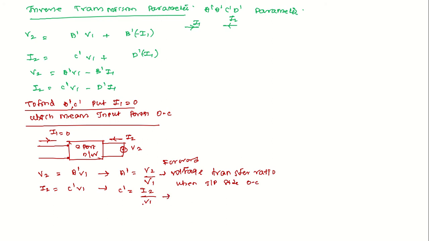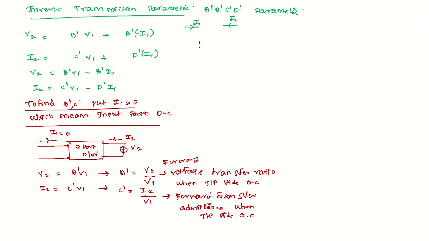And this I by V is called as your admittance, and the value of C dash is called as forward transfer admittance when the input side is open circuited.